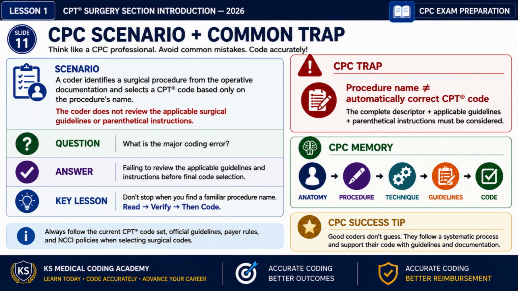Remember, finding a familiar procedure name does not automatically mean you have found the correct CPT code. Before finalizing your code, review the complete descriptor, applicable guidelines, parenthetical instructions, and supporting documentation. For CPC preparation, remember: anatomy → procedure → technique → guidelines → CODE. And our key lesson is simple: read → verify → then code. Good medical coders don't guess. They follow a systematic process and support their code selection with the appropriate guidelines and documentation.